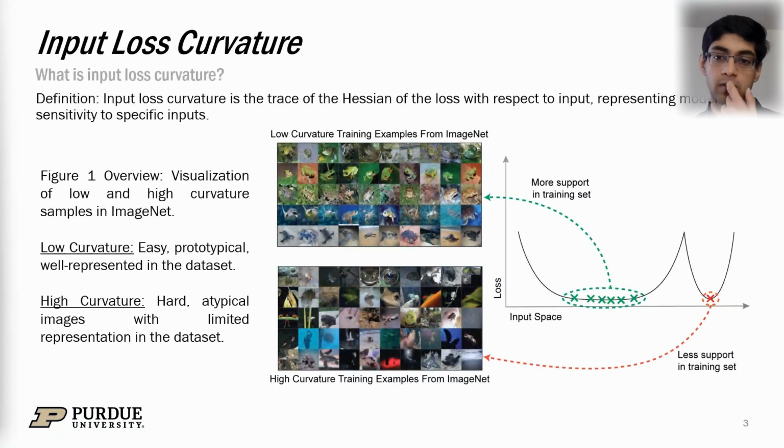Let's look at what input loss curvature is. Input loss curvature refers to the curvature of the loss function with respect to input data. Formally, it's defined as the trace of the Hessian of the loss with respect to input. The figure on the slide visualizes the properties of both low curvature and high curvature images. Low curvature images are prototypical and well represented in the dataset. These are easy examples, whereas high curvature images are challenging, atypical, and hard, and have limited representation in the dataset.